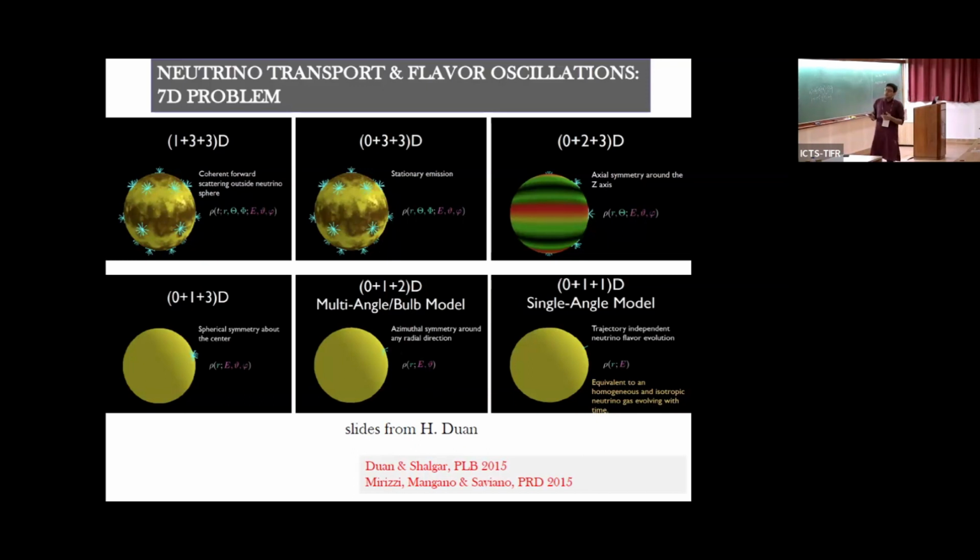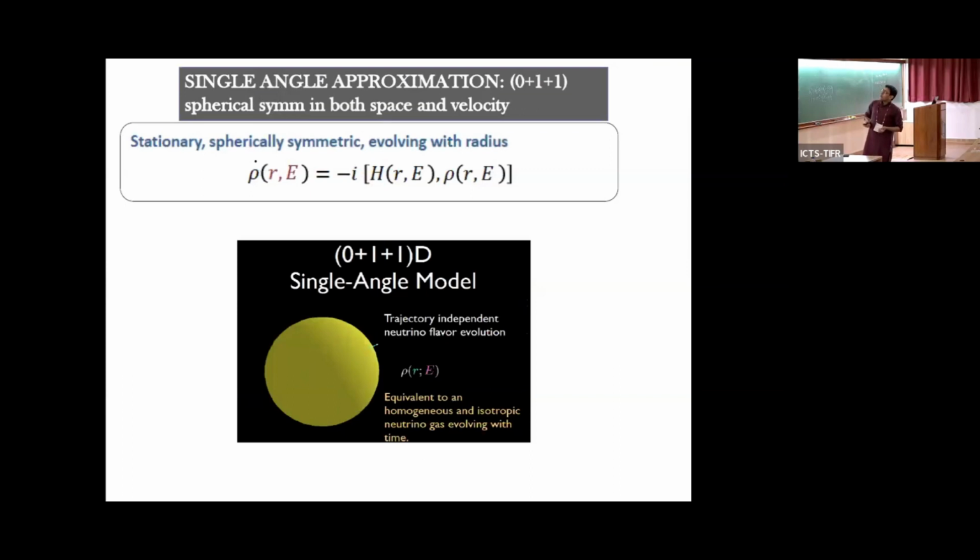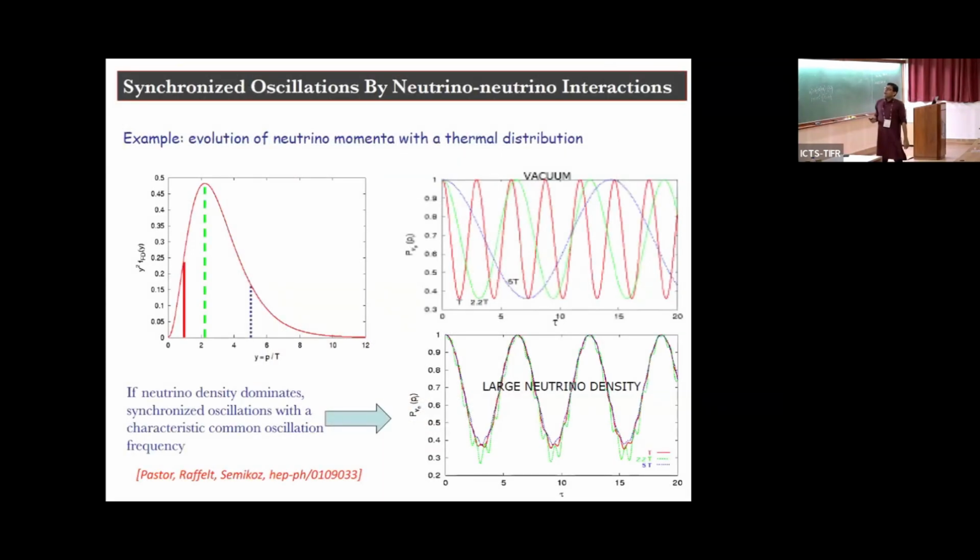This is exactly what people did in the beginning, the single angle model. This is what you are solving eventually. And when they did, this is like, say, the first thing that they found out, synchronized oscillation. What did they find for this system? Here is the spectra at different energies.